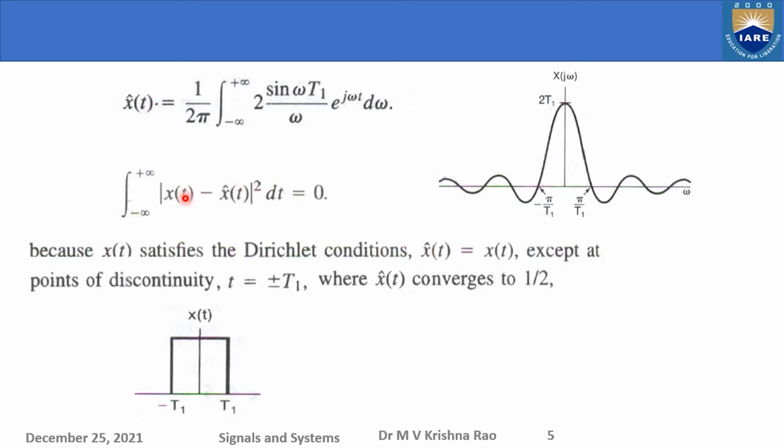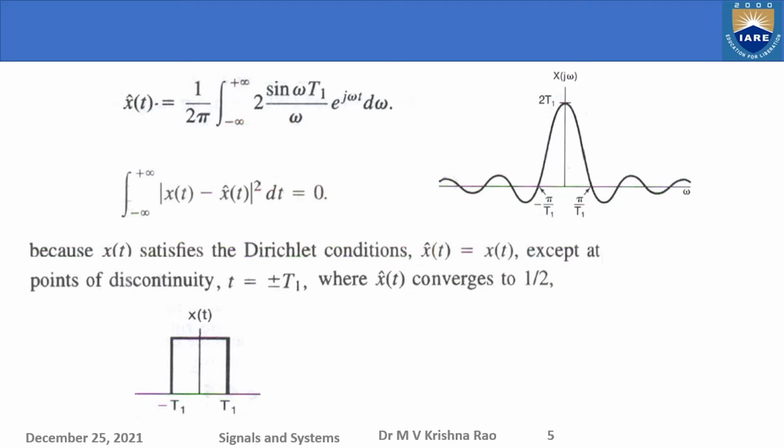Okay, and in this case, if I find the original signal minus the reconstructed signal from the inverse Fourier transform, the error will become 0. That means it becomes 0. So what it means is the limits are minus infinity to plus infinity.